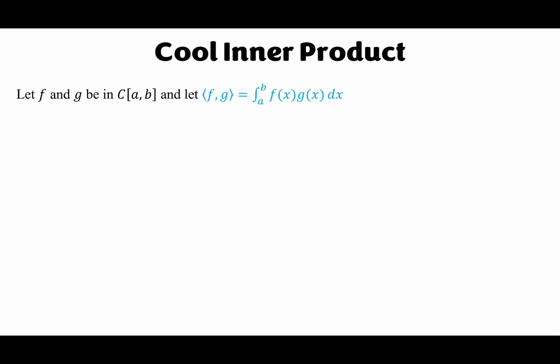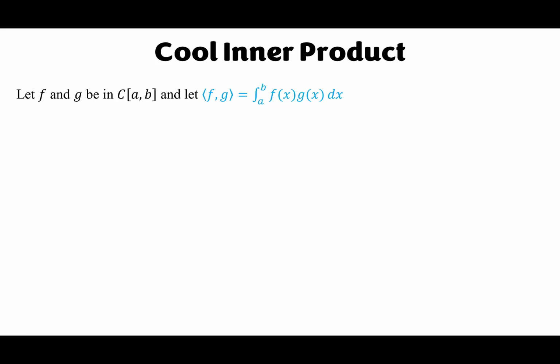So let f and g be in that set, and we're defining the inner product of f with g to be the definite integral of f times g from a to b. So you can interpret that as the area under the curve, where the curve is f times g, and we're integrating from a to b. So that's what we're defining the inner product to be.